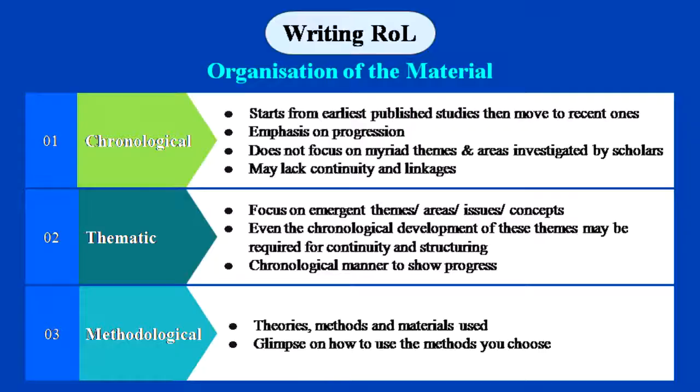So, when we talk about writing a review of literature, there are three aspects on how you can write your review of literature. First is the chronological part of it. So, you'll of course start with the earliest publication. In this aspect, you'll emphasize how the research area has been dealt with by various authors across the years. However, it may lack certain continuity because there'll be breaks in between.